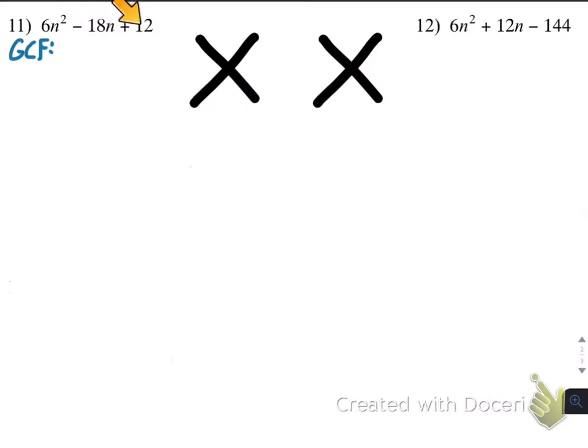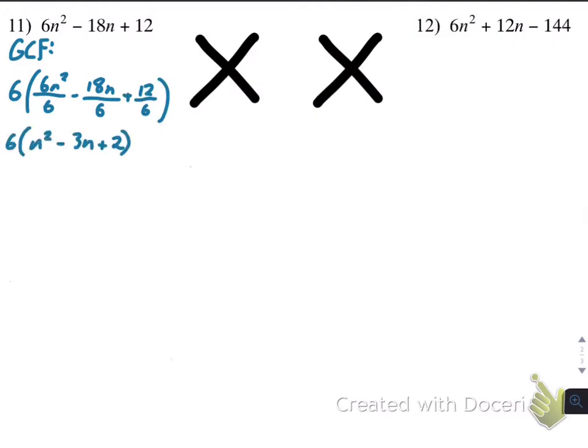Are all of these coefficients divisible by 6? Sure. They're divisible by 3. I remember my divisibility rules. 1 plus 2 is 3. 1 plus 8 is 9. 6 is 6. And they're all even, so they're definitely divisible by 6. So I'm going to factor out the 6. So the greatest common factor is 6.